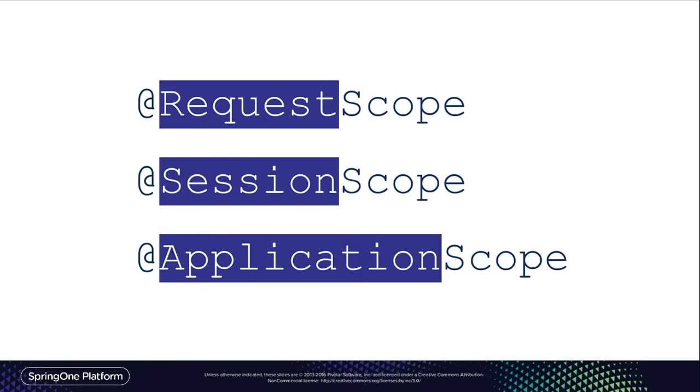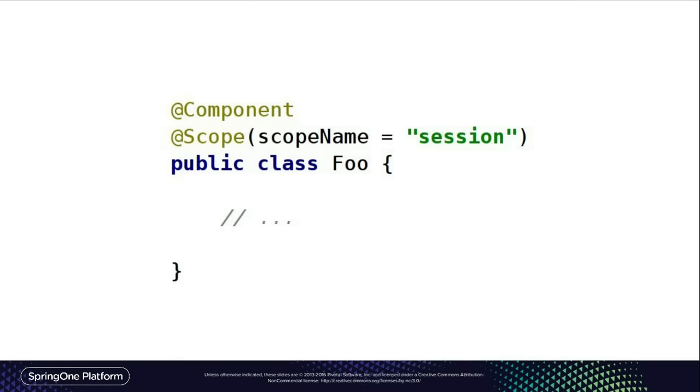We have similar shortcut annotations for request scope, session scope, and application scope. The idea is the same. We have a scope annotation currently where you have to actually indicate what the scope name is. That looks like this, and you can now just replace that with something that's obviously easier and nicer to type.